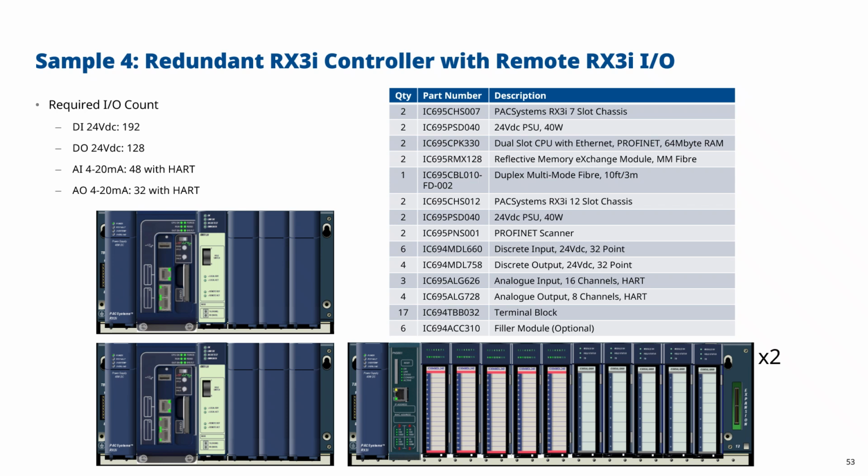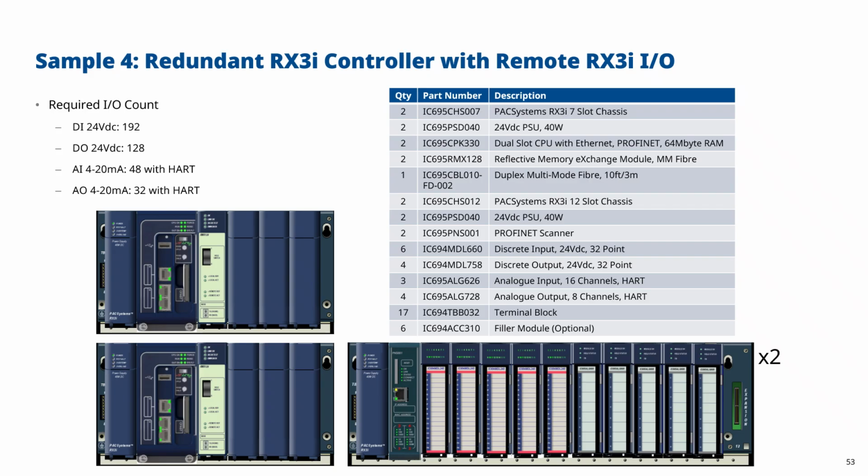So what I'm going to do with this one is spread the remote I/O across 2 remote I/O drops. So each of those I/O drops will have a 12 slot chassis, a PROFINET scanner, a power supply, and then I've also added up how many modules in total, and I've worked out how many filler modules I've needed to make sure that every slot is filled.